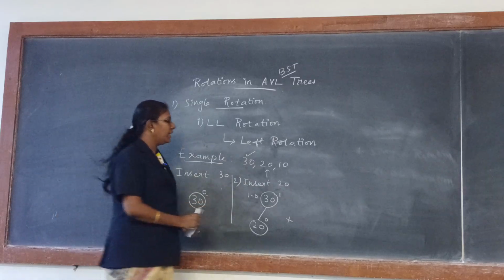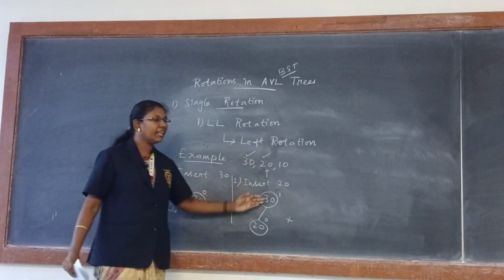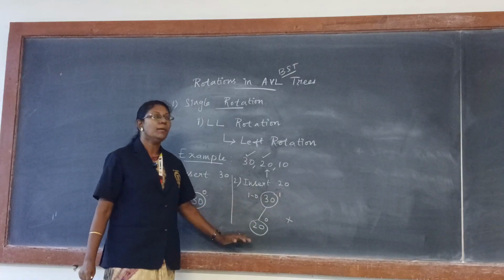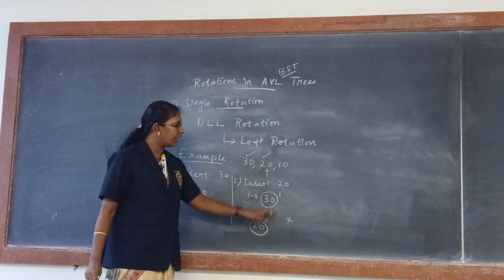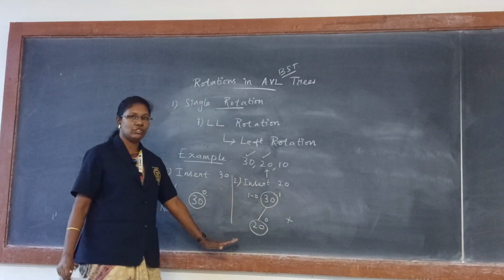Okay. So now we have inserted 20 successfully without affecting the height balance of the binary search tree, because these two nodes contain balance factors of value 0 and 1 only. So there are no issues at all.